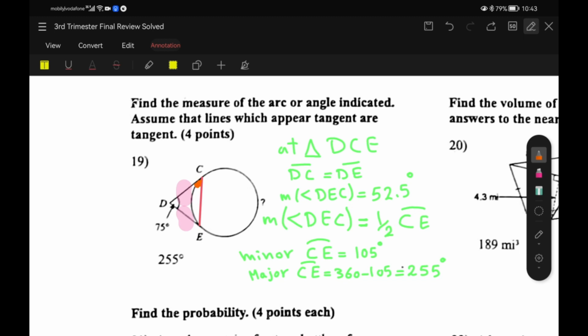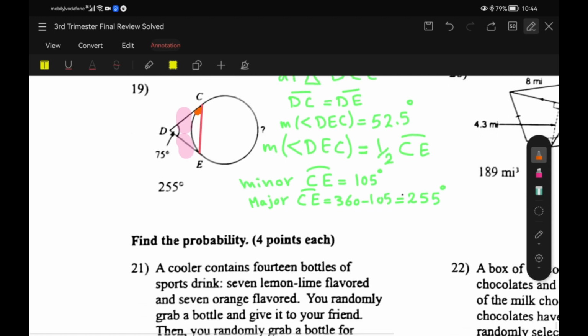Okay, now let's solve. 75 equals half of CE, the major arc, minus 52.5. The minor arc equals 105. For the major one, 360 minus 105 equals 255. So the final answer equals 255.